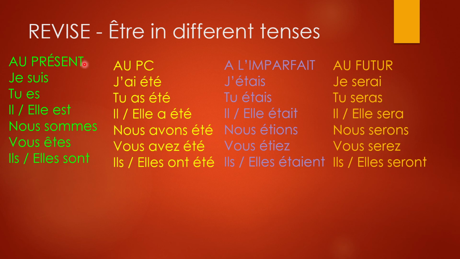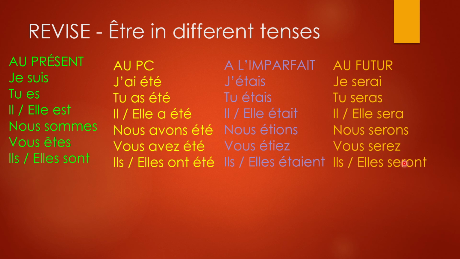In the present tense, it is je suis, tu es, il est, nous sommes, vous êtes, ils sont. Au passé composé, c'est j'ai été, tu as été, il a été, nous avons été, vous avez été, ils ont été. À l'imparfait, ce sera j'étais, tu étais, il était, nous étions, vous étiez, ils étaient. Et finalement, au futur, ce sera je serai, tu seras, il sera, nous serons, vous serez, ils seront.